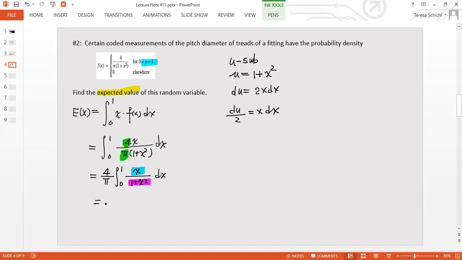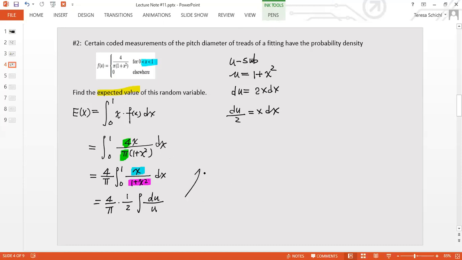Okay, so now I can simplify this to 4 pi over 2. Then this 1/2, I can put outside. And in here, we're going to temporarily skip the limits, because these limits are for x and I have u. So the x dx is du over 2, right? Now here is u, right?